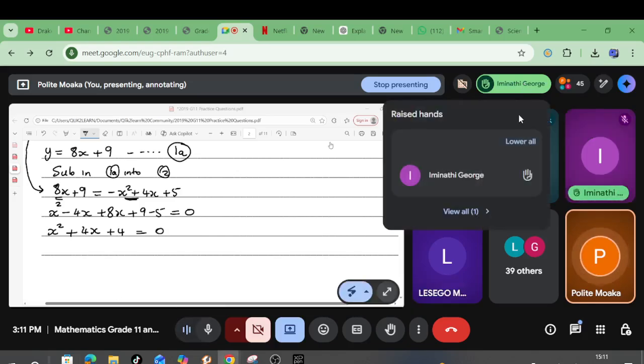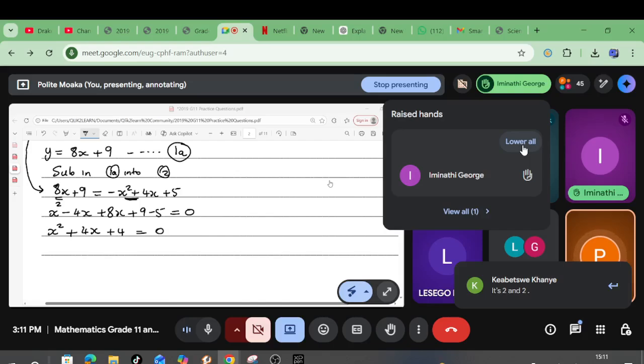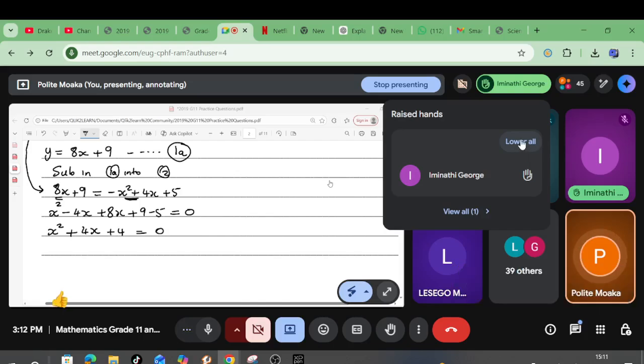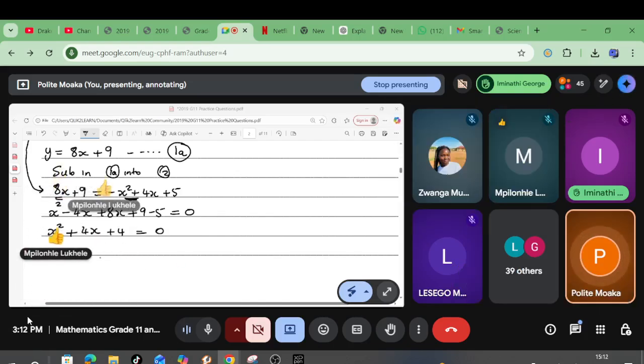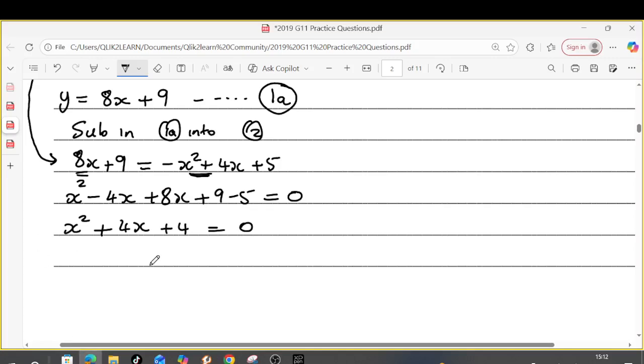Eminati, George, I'm listening. You raised a hand. It's 2 and 2. Oh, yes. Yes, thank you very much. What was in my mind is that the factors of 4 are 1 and 4. I forgot that 4 is an even number. It has more than 2 factors. So it's going to be 2 and 2.